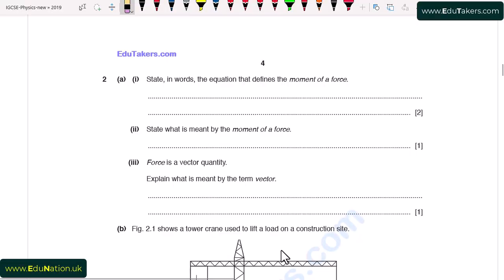Question number 2, part A. First, state in words the equation that defines the moment of a force. So here we have to define the moment of a force. Moment of a force is the product of force and perpendicular distance from the pivot point. So I write here force multiplied by the perpendicular distance from the pivot point.